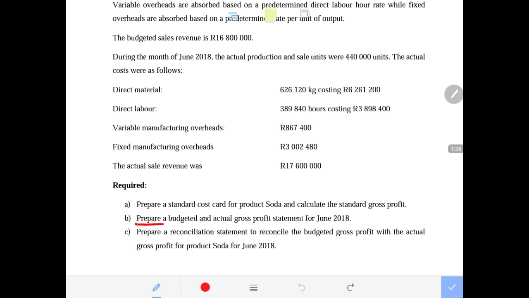B, we are to prepare a budget and the actual gross profit statement for the month of June in the year 2018. So now we are doing the budgeted and the actual gross profit, meaning we have to compile the income statement where we say sales minus the cost of sales, and we get to the gross profit. Then after, we are to prepare the reconciliation statement to reconcile the budgeted gross profit with the actual gross profit for product soda for the month of June in the year 2018.